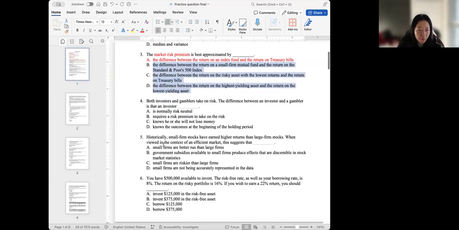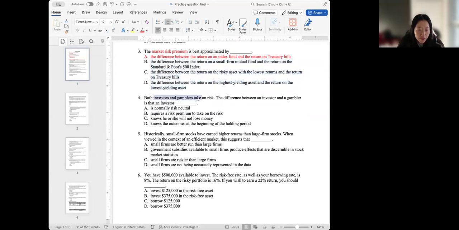Number 4, both investors and gamblers take on risk. That is true. The difference between an investor and a gambler is that an investor, A, is normally risk neutral. Investors are not risk neutral. Investors are risk averse. B, require risk premium to take on risk. I think this one is correct.